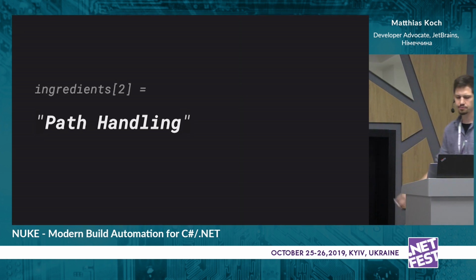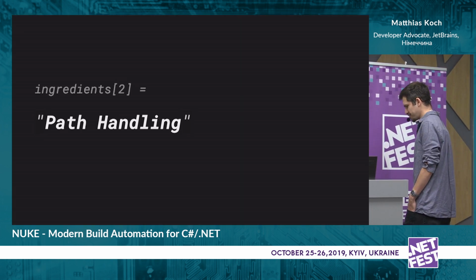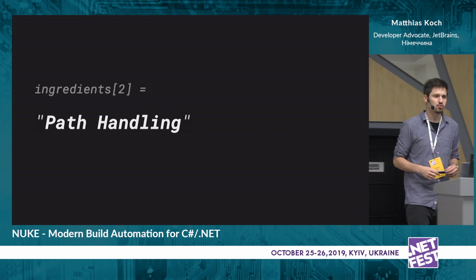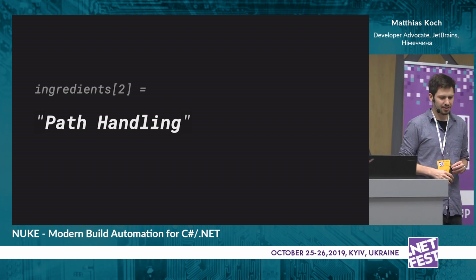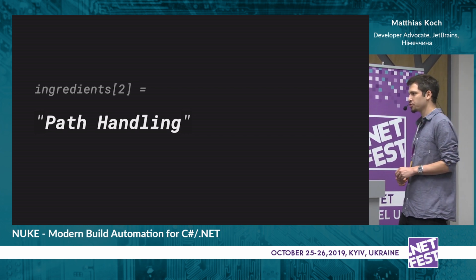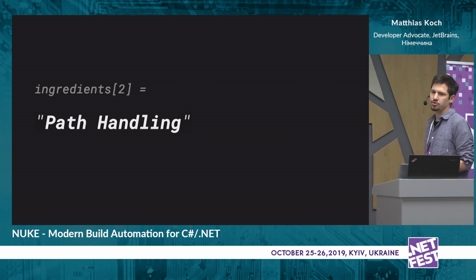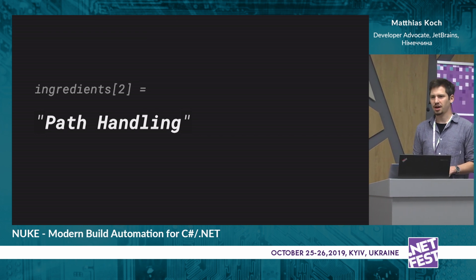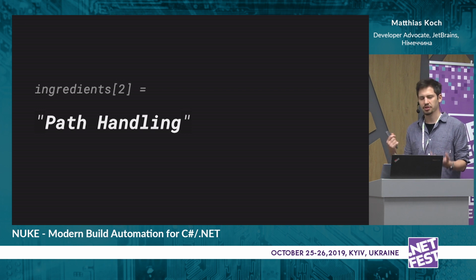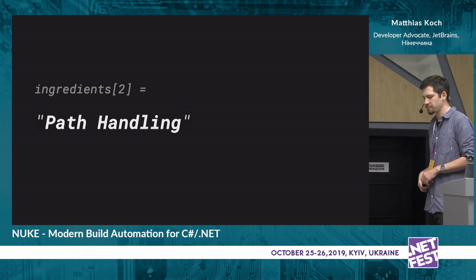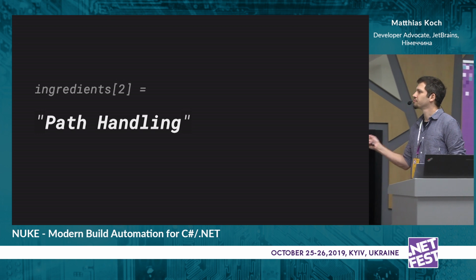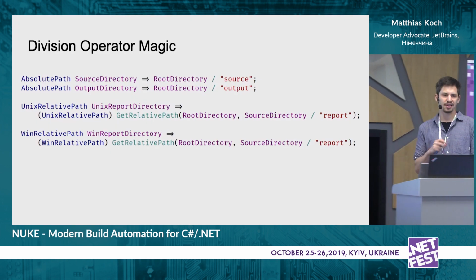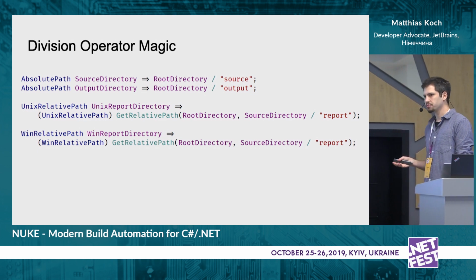All right, the next ingredient is path handling. Probably, if you have done anything with build automation before, you may have stumbled across incidents where you're passing a relative path and the tool just complains it can't do anything because the working directory is odd or something. What we do in NUKE is to provide absolute paths all the time, every time it's possible.